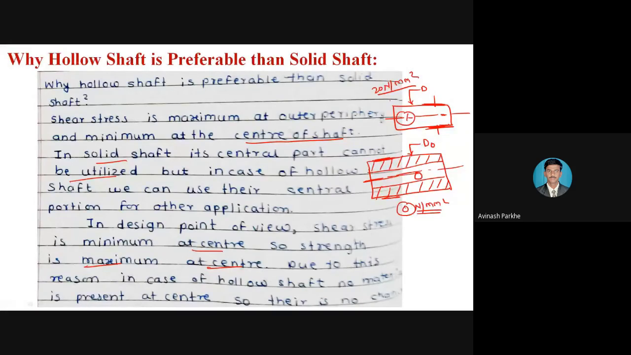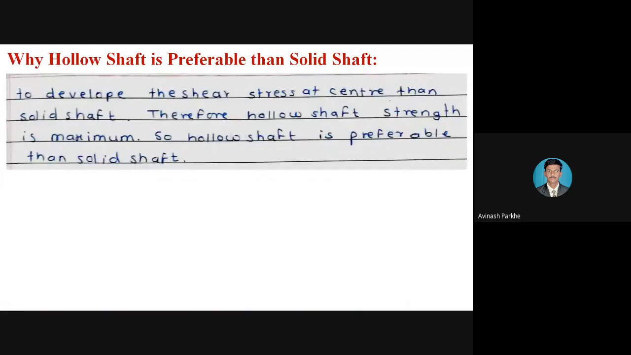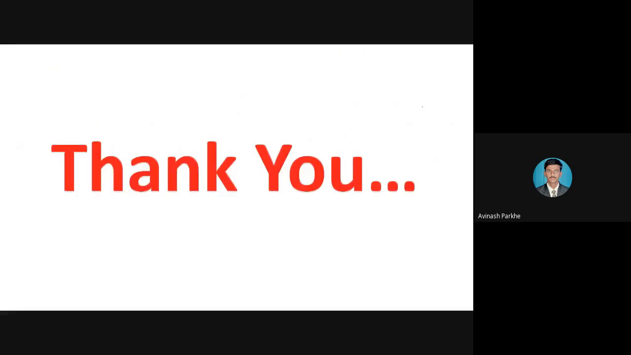Therefore, due to these three reasons only, the hollow shaft is more preferable than the solid shaft. So these are the reasons due to which the hollow shaft is more preferable than the solid shaft. And with this last point, we have finished chapter number 4, related to the torsion of the circular shaft. Okay, so with this today we will stop here.